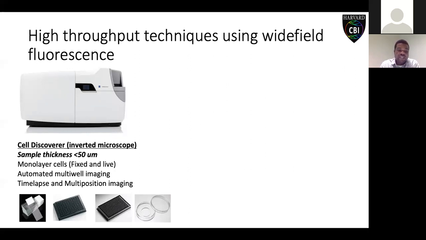Okay. Next are the high content screening microscopes. The first is the Cell Discoverer. The Cell Discoverer, again, is a wide field system. It's able to image anything below 50 microns in thickness. It's good for live and fixed samples, and it's automated, and you can run both time lapse and multi-position. So here are a few of the different plate or mounting types that can go into the ELIRA, and then you can run multi-position.